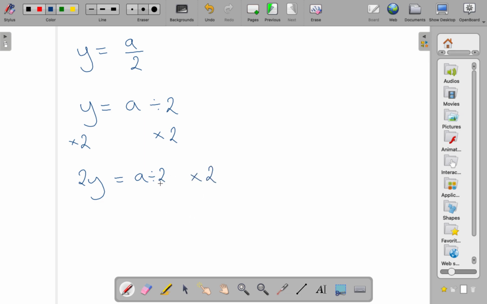Okay, so if we divide by 2 and then times by 2, we're back to where we started. So essentially these cancel out and we just get 1. Okay, so that gives us 2y is equal to a divided by 1. A divided by 1 is just a. 2y is equal to a. Okay, and again we write the a on the left hand side. A is equal to 2y. Okay, and there's a couple more examples.